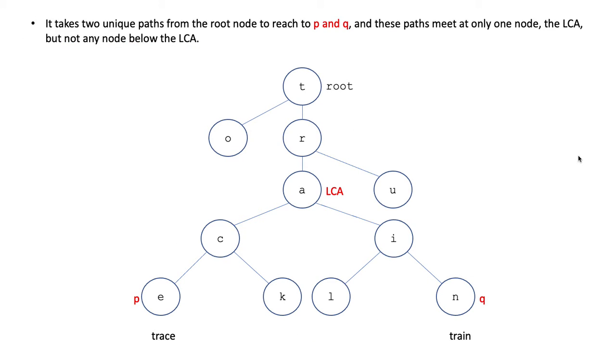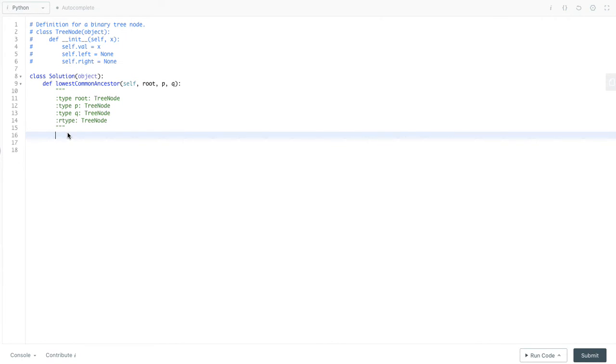Here's an example to illustrate the idea that it takes two unique paths from the root node to reach P and Q. So from the root node T, you have TRACE reach to the word trace, and TRAIN reach to the word train. And these two unique paths only meet at the LCA, the letter A here, but not any other node below LCA. With all the background introduced, now let's write the code.